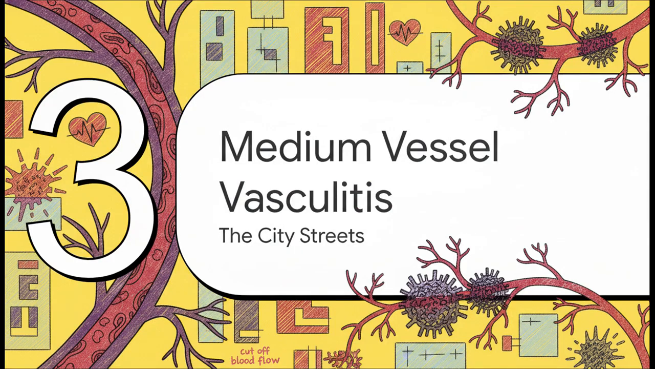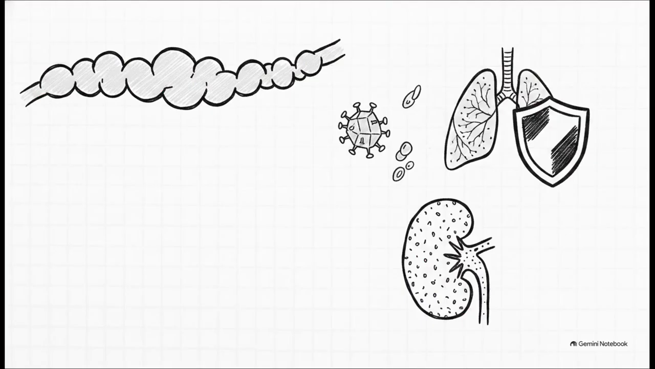All right, on to Section 3, medium vessel vasculitis, the city streets. Narrowing our focus down to the medium-sized vessels, our first major culprit is polyarteritis nodosa, or PAN. To remember this one, just use the Plan B mnemonic. The B is key here because it reminds us that about 30% of these cases are closely linked to hepatitis B surface antigen positivity. PAN causes a severe transmural fibrinoid necrosis, meaning the entire vessel wall dies and forms this bumpy string of beads nodular appearance.